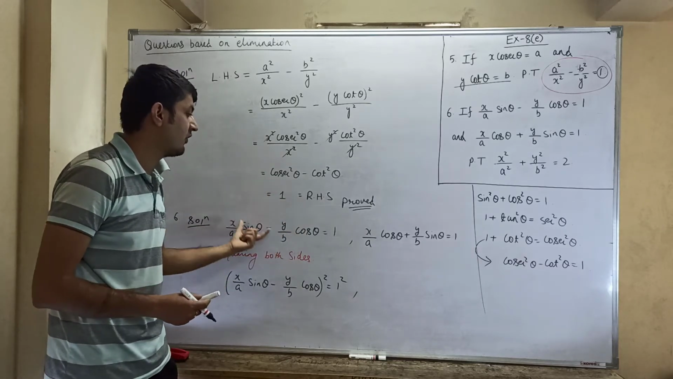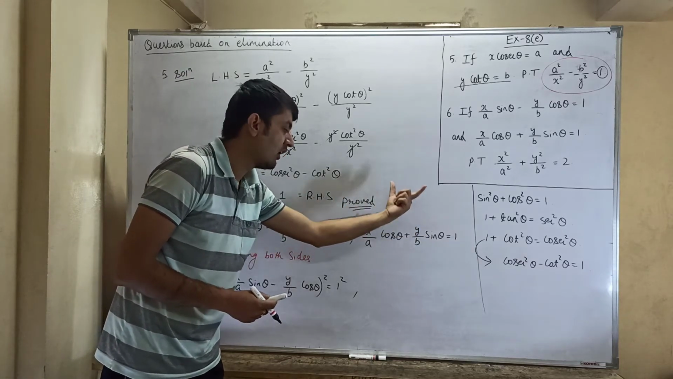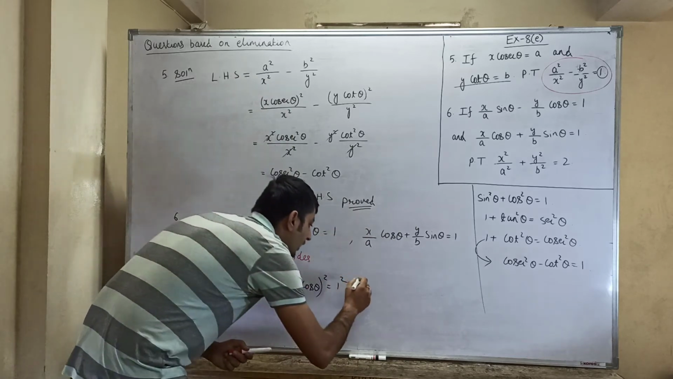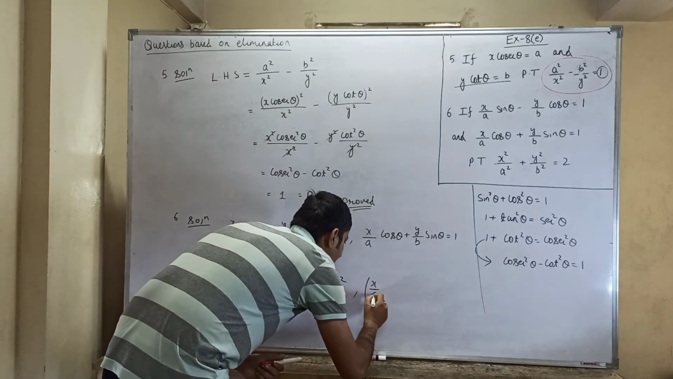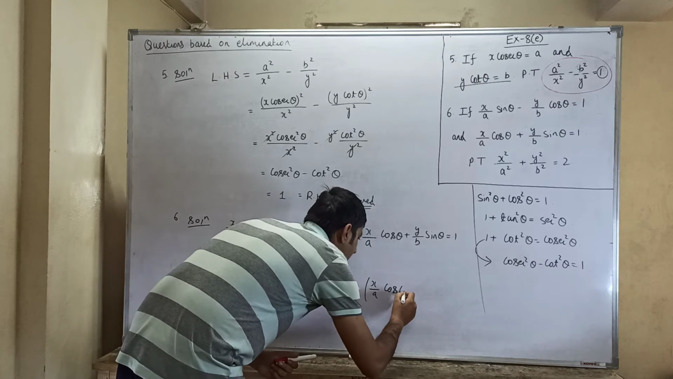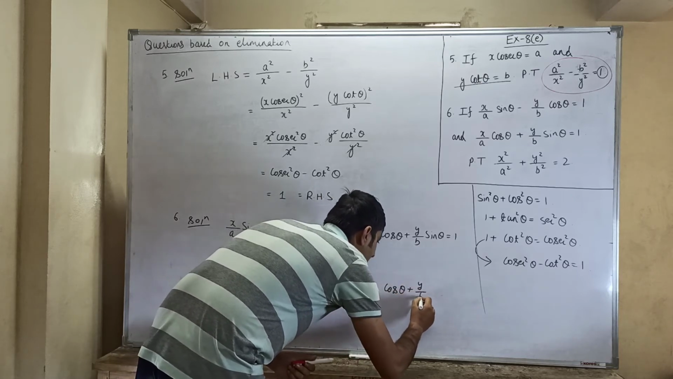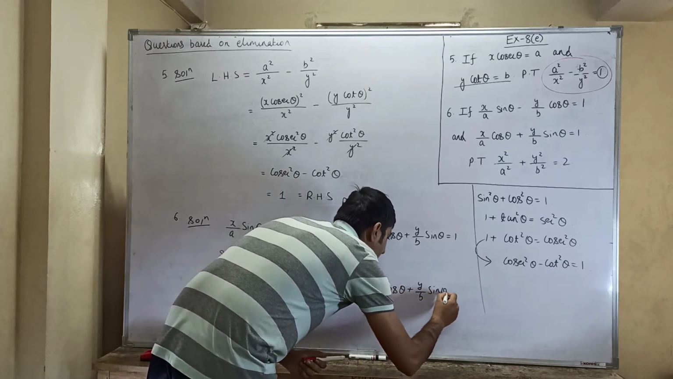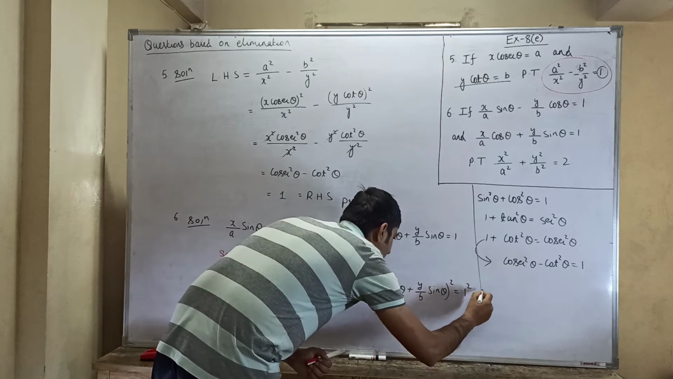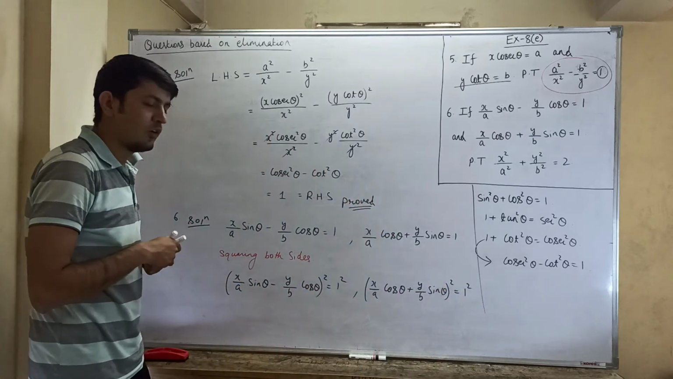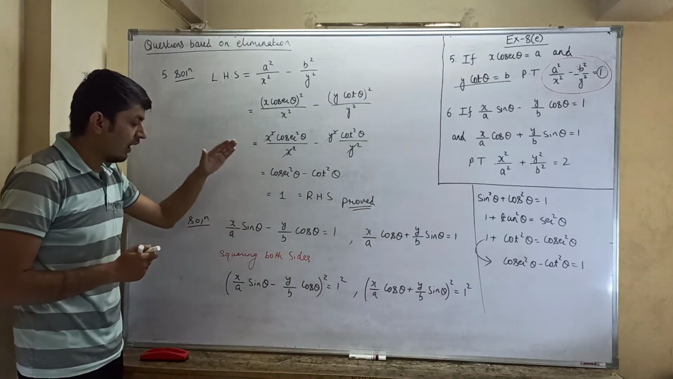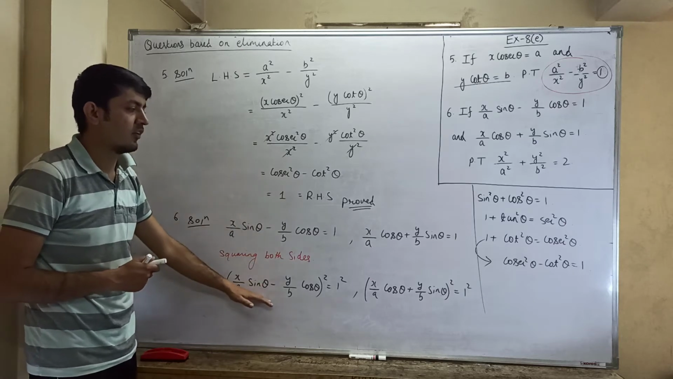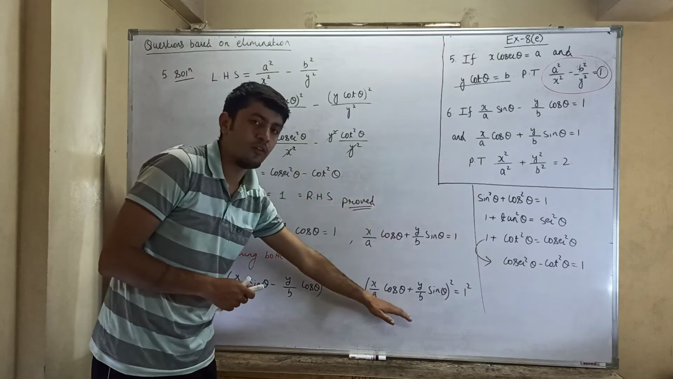Similarly, you will be getting a similar thing for this equation also. So here it will be (x by a cos theta plus y by b sine theta) whole squared is equal to 1 square. I hope you are alright with this. I have made the square of this, I got this. I made the square of this, I got this.